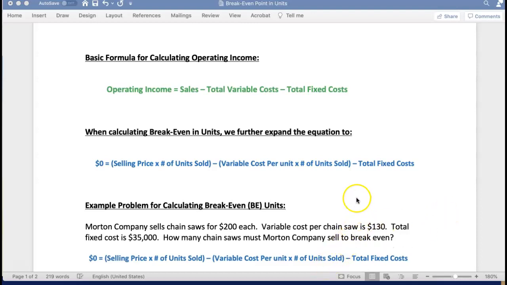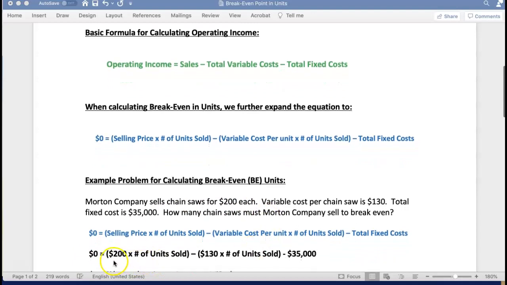So we're going to use the formula that we expanded here, and we're just going to fill in the information that we're given in the problem. So the operating income is zero. The selling price was $200 each. So 200 times the number of units sold, minus the variable cost per unit, which is $130. So 130 times the number of units sold. And then we're going to subtract the fixed cost, and that was given to us as $35,000.